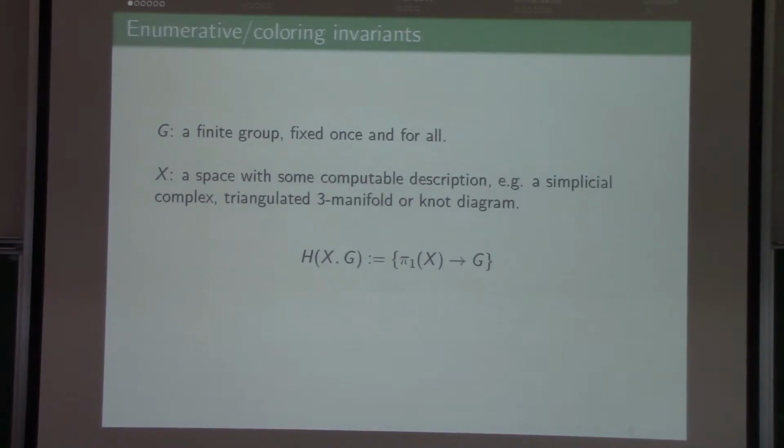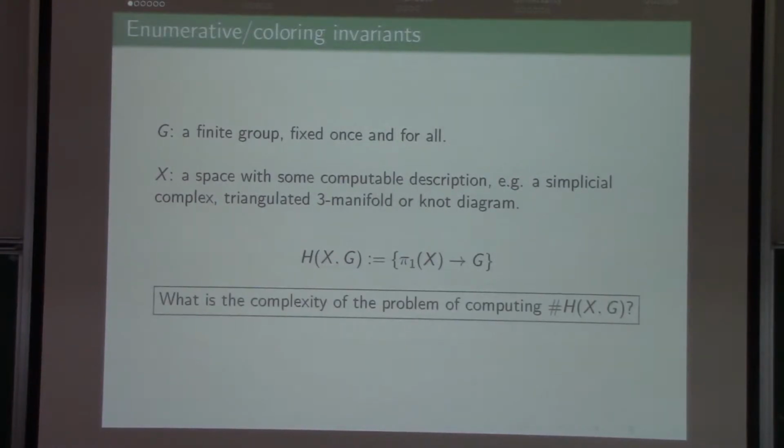So the invariant we're after comes from counting homomorphisms. If you have a space X and you have a group G, what's something you can do? Well, you can count maps from pi1 of X to G. So what we want to know is the complexity of this problem as a function of X, although the answer to this question depends on G.